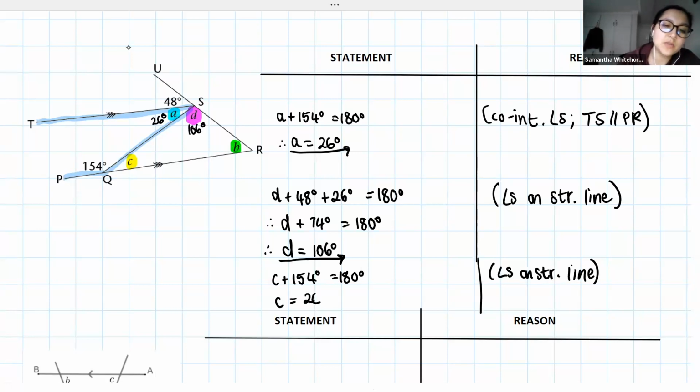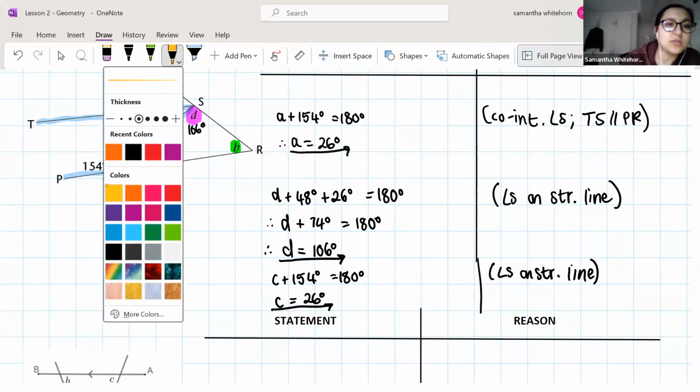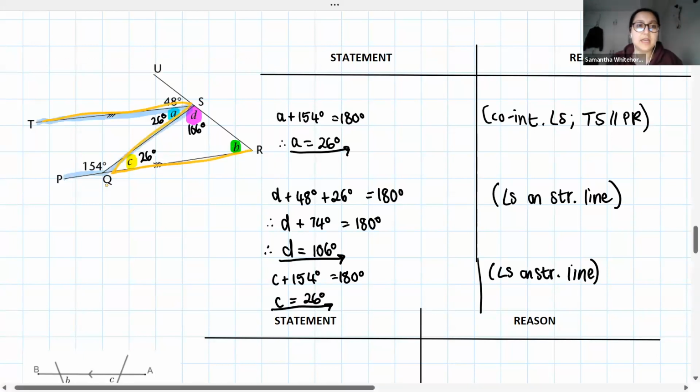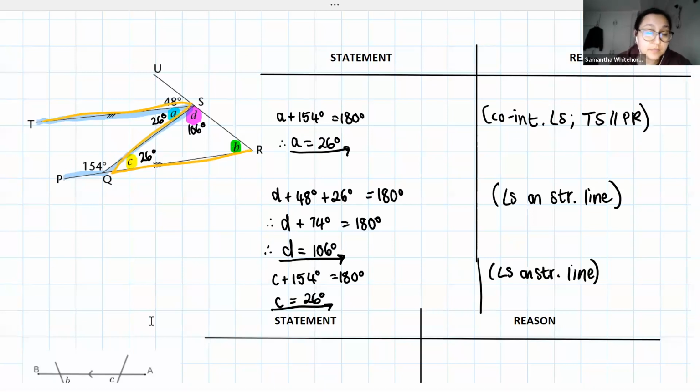Perfect. What other angle was also equal to 26, Chantal? Ma'am, it was A. Okay, good. So guys, another way that you could have found C is through alternate angles. So here's your Z shape, and so A and C are alternate angles to each other. So you could have used that as a reason as well. I would have done exactly the same thing as Chantal and used angles on a straight line. Good. Do you have B as well? No, ma'am. Alrighty. Thank you, Chantal. Well done.